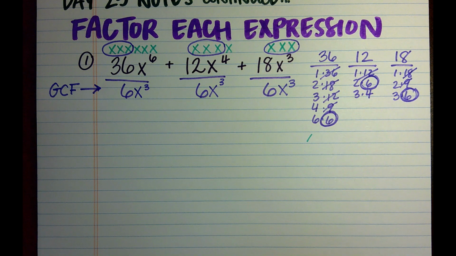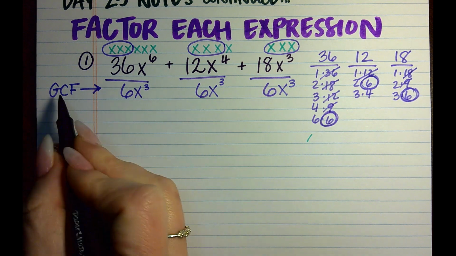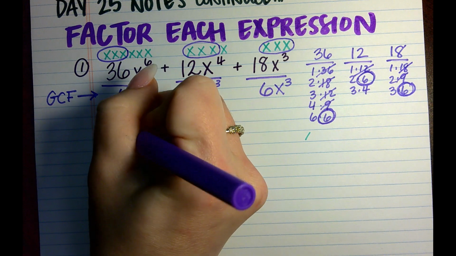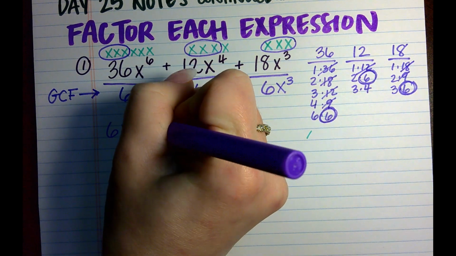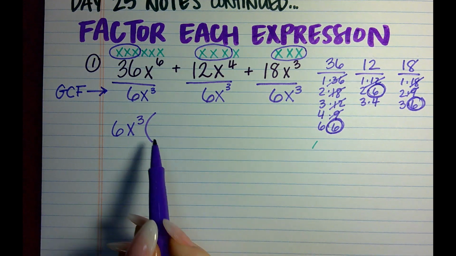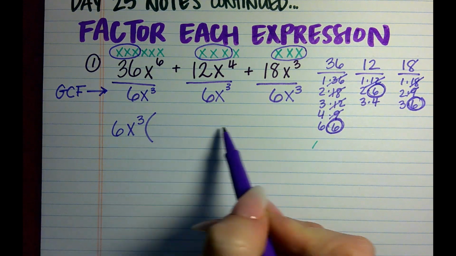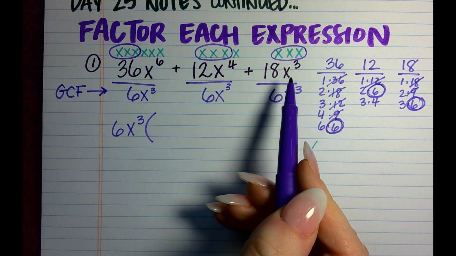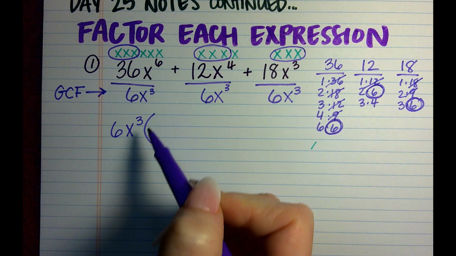Found it. What do we do next? We're going to write it out. So I'm going to put my GCF over to the side, outside of parentheses in my answer. I've got 6x to the 3rd power, and then I'll have some parentheses. And how many terms am I going to have inside my parentheses? 3. I started with 3 terms. My final answer is going to have 3 terms.